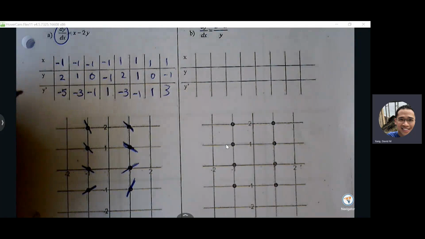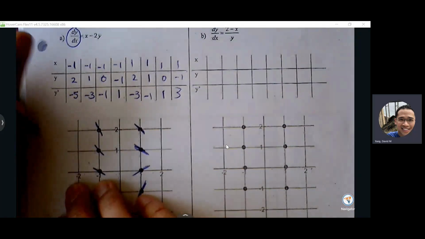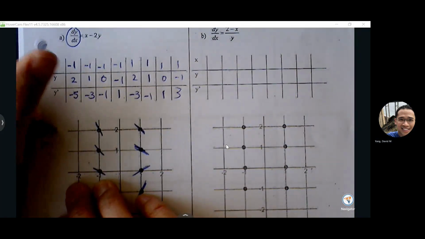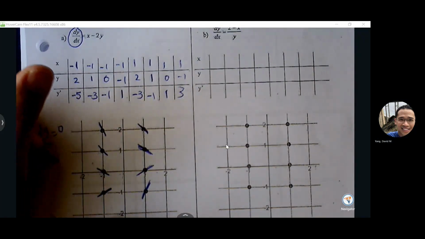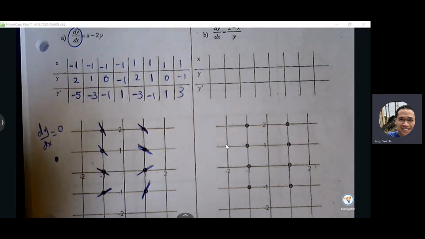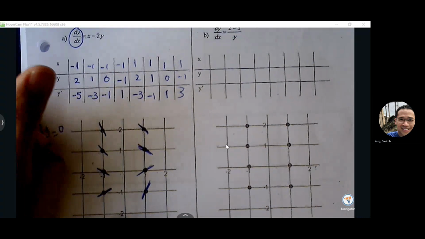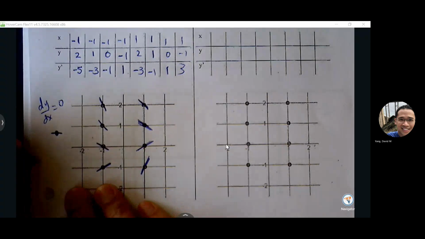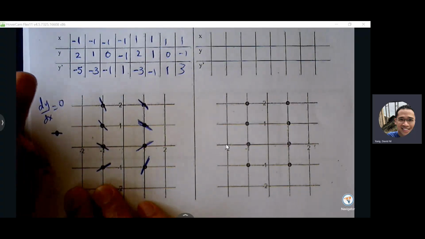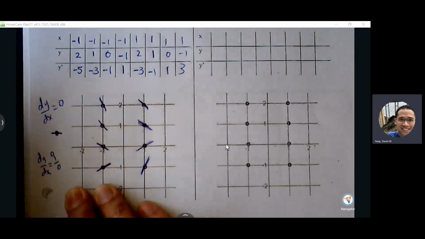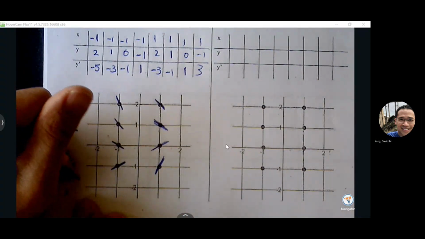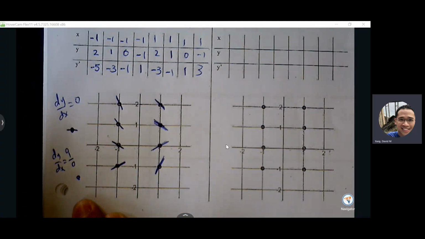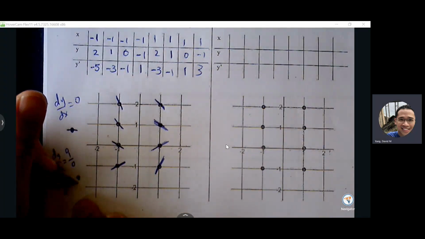Okay, any questions so far with part A? What if dy/dx was equal to 0? What would you do through the point? Yep, horizontal line. What if your dy/dx was 9 over 0? Undefined. How would you represent undefined slope? Say it again. So yeah, vertical, but vertical slope is undefined.